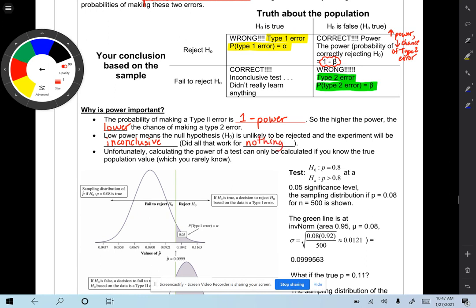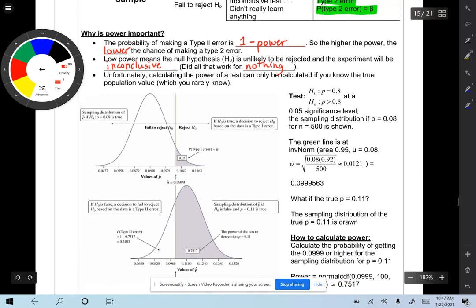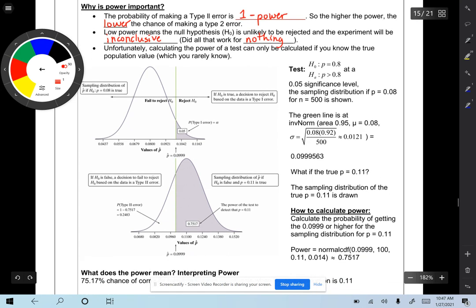Unfortunately, the power of a test can only be calculated if you know the true population value, which we rarely know. However, you could ask, if this were the true population, then what would be the power? So we are going to look at this situation here. This first picture is the sampling distribution based on the p0 from our null.